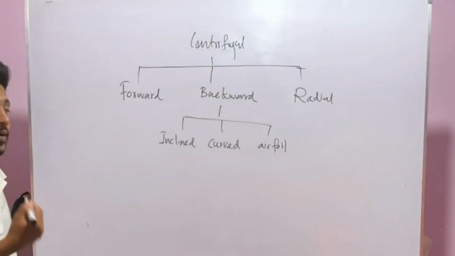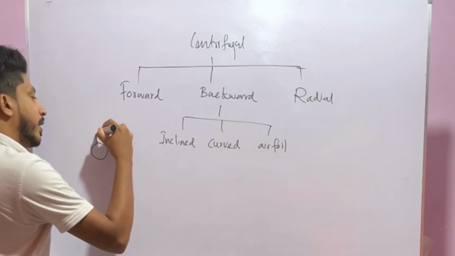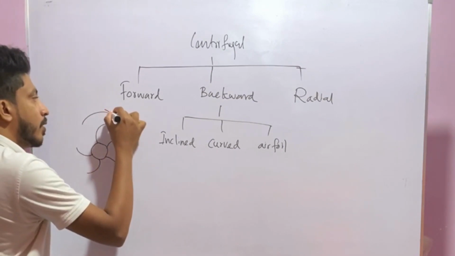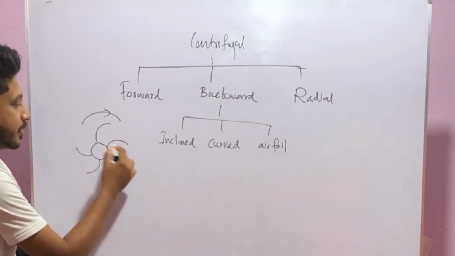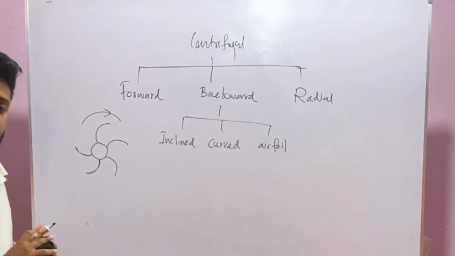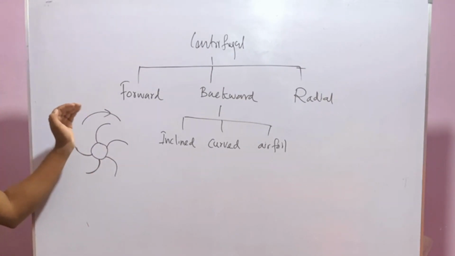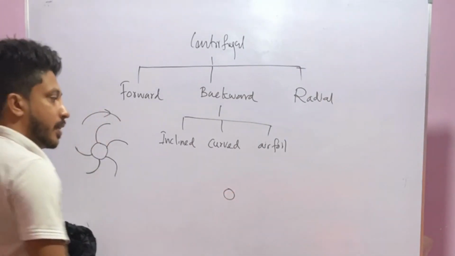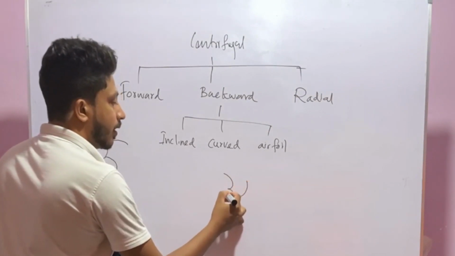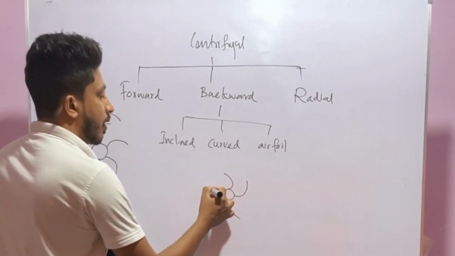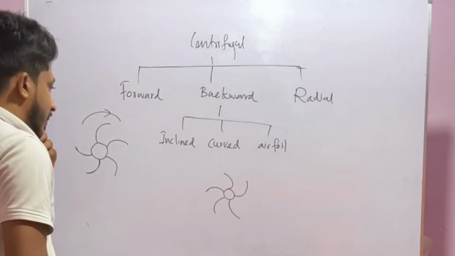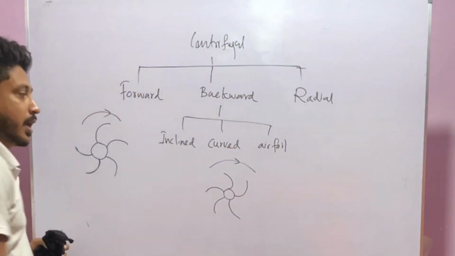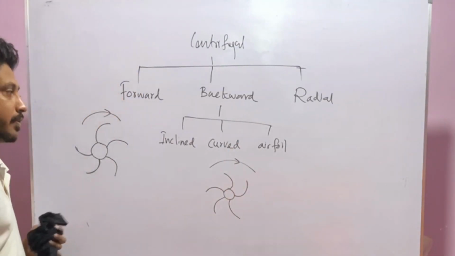So backward means if I draw the impellers, they are bent towards the direction of the rotation. So these are the impellers, actually fan blades. So we call them impellers. They are bent towards the direction of the rotation, and the opposite thing happens here. Backward curve fans, their impellers are bent to the opposite side. This is the rotational direction and they are bent to the opposite side.